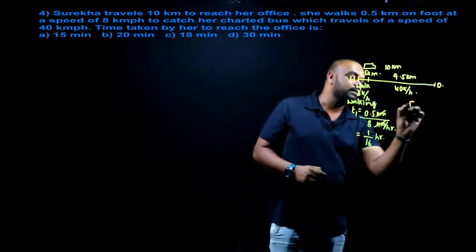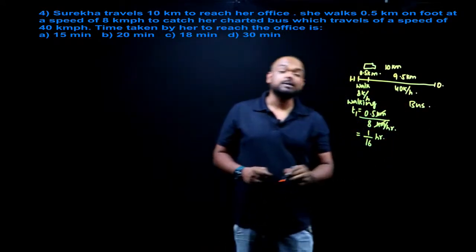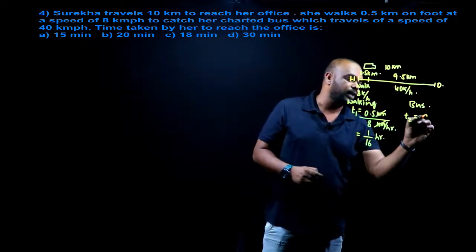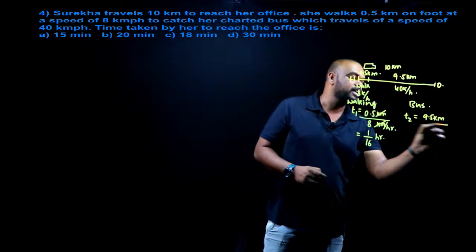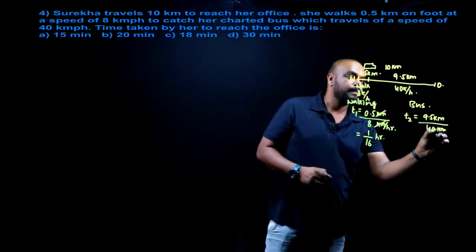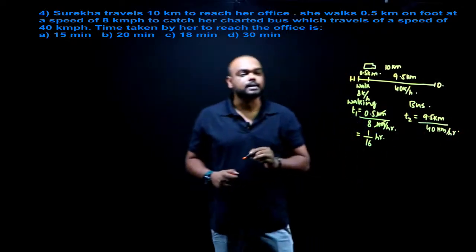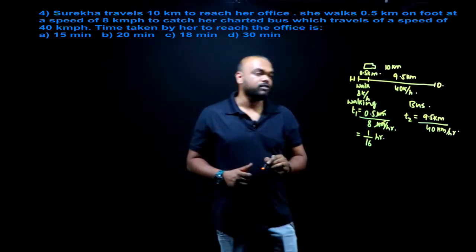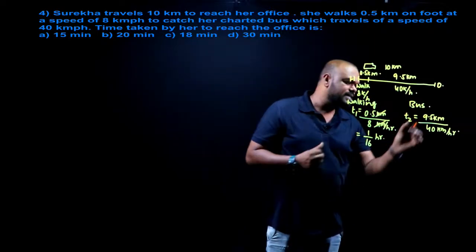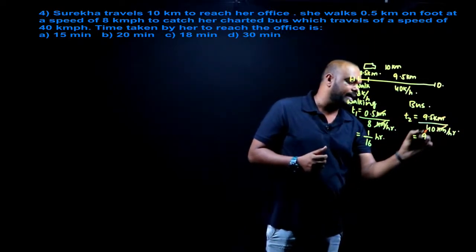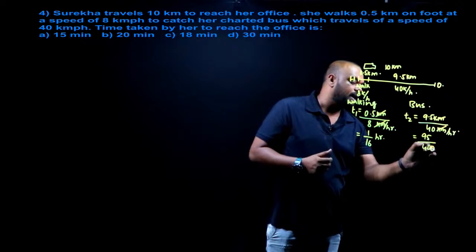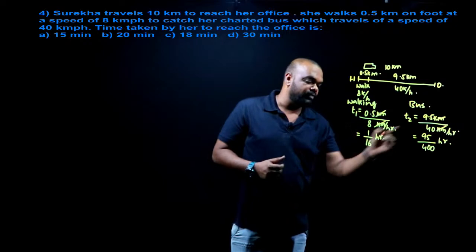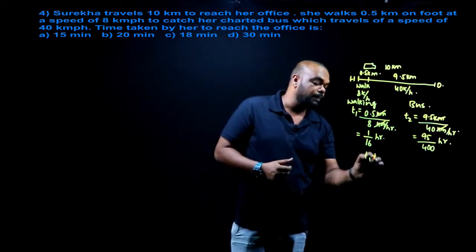Now while she is traveling by bus, time taken is distance by speed. What is the distance? 9.5 kilometer, divided by speed, 40 kilometer per hour. Now options are in minutes or seconds? Options are in minutes, sir. Okay, fine. Now observe. I can write this as 95 by 400 hours, kilometer cancelled.